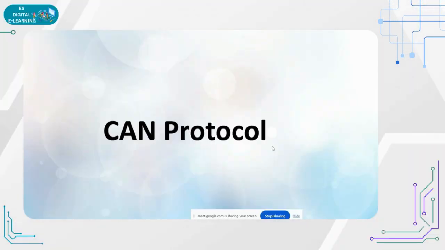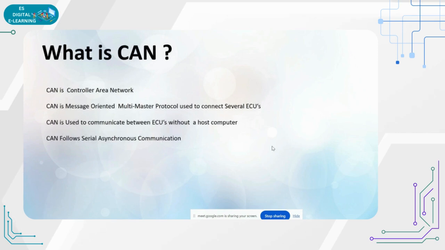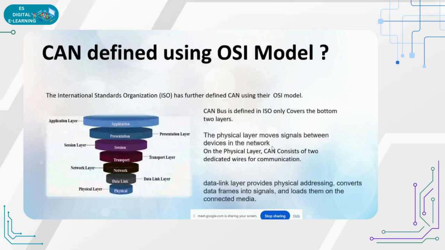Protocol from one device to another device. Okay, so we need to see... CAN, Controller Area Network. It is a multi-master protocol, message oriented, and a serial asynchronous communication protocol. Okay, so in CAN, in the OSI model, which layers are we using?